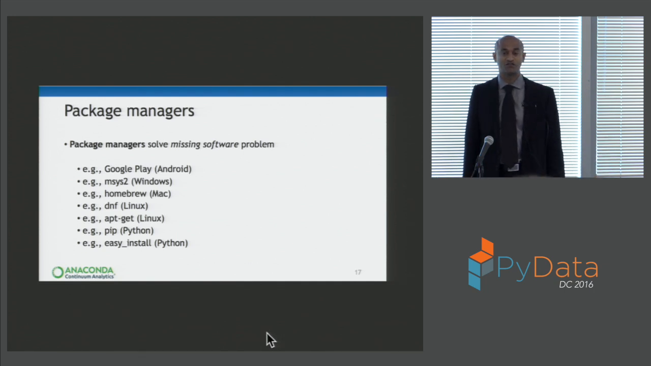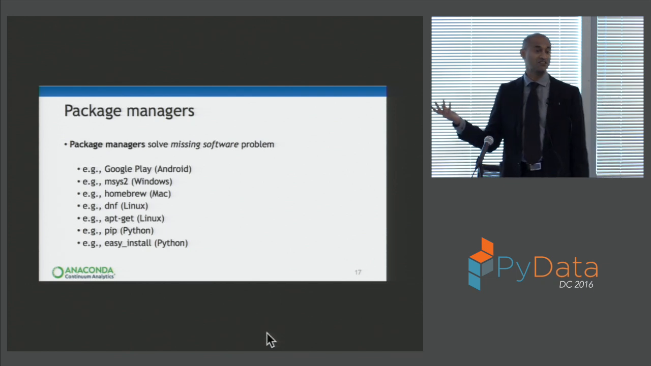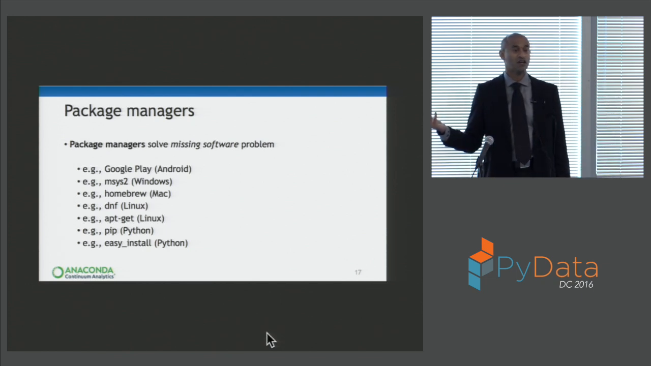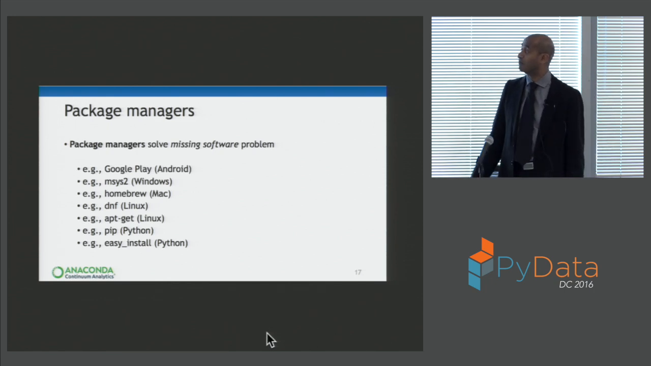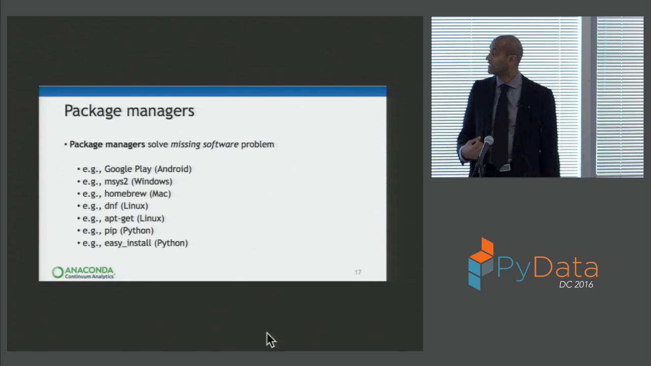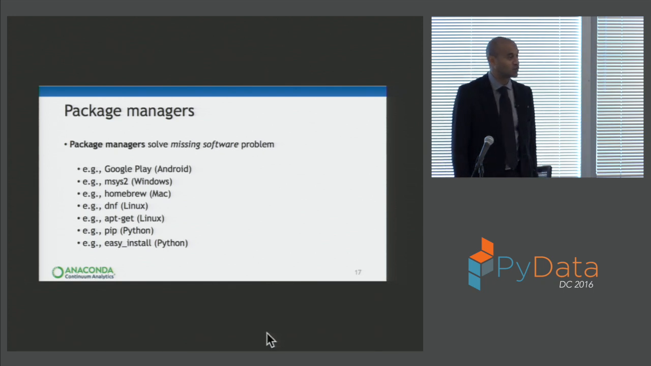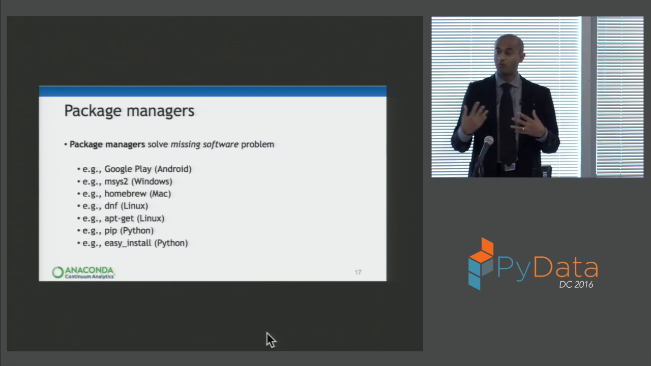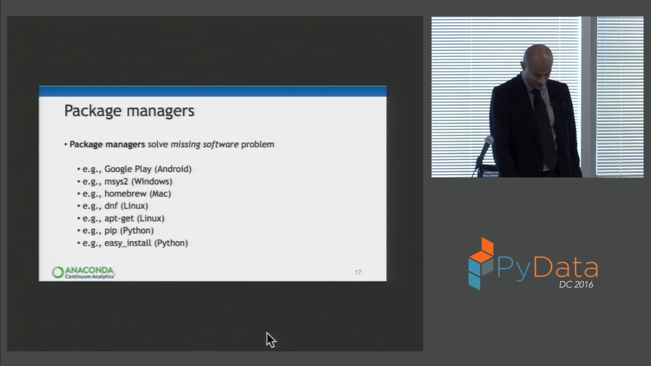So when you want to install a piece of software, Google Play is an example of a package manager for the Android operating system. Homebrew works for Mac, MSYS2 for Windows, DNF and apt-get for Linux. And then in the Python world, we have tools like pip and easy_install, which were used for managing Python software packages. Well, still are. Well, pip is, anyway. I don't remember the last time I used easy_install. That would have been a long time ago.